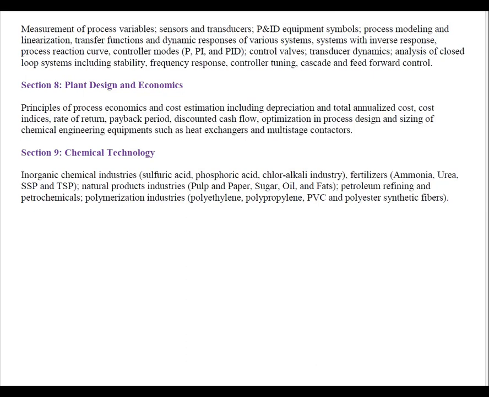GATE syllabus, and we will do one or two questions each day for your revision as well as for your study material. So you have to do these questions also, numericals are there. We will go subject by subject, and first we will start with the chemical technology subject, and basically the match the following questions are there.